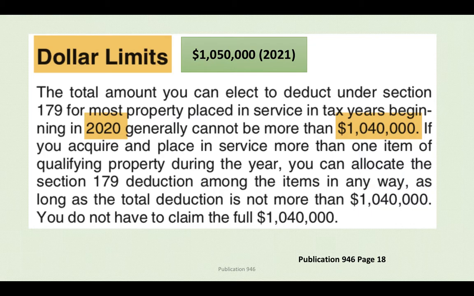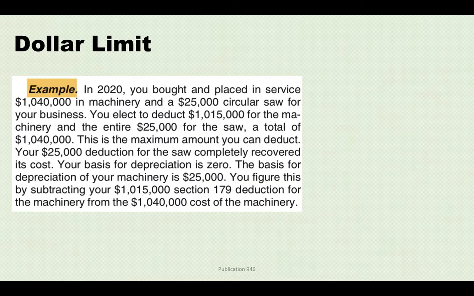So this basically tells you that you can do multiple properties, right? Let's say you have computers, trucks, and machines. All those added together can total up to the 1.04 million. You can choose whatever amount you want to. Let's see an example here.